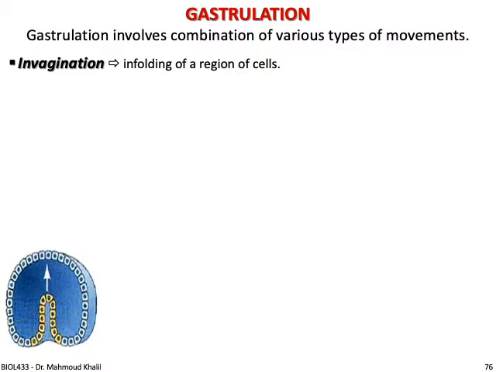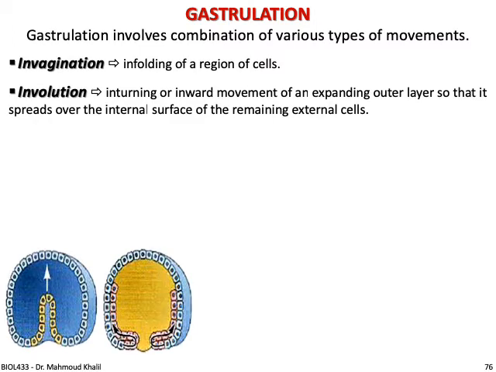Going through the process of gastrulation, there are five different mechanisms that gastrulation can use to do the process. The first one is invagination, which is the infolding of a region of cells inward, as the figure shows. The second one is involution, in which there is inward movement of an expanding outer layer so that they spread over the internal surface of the remaining external cells.